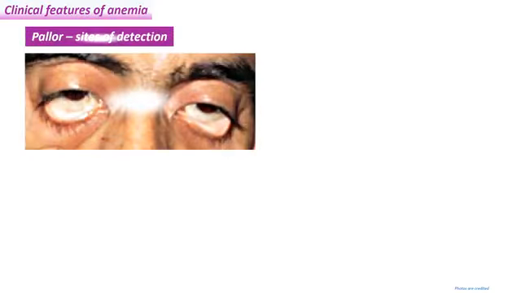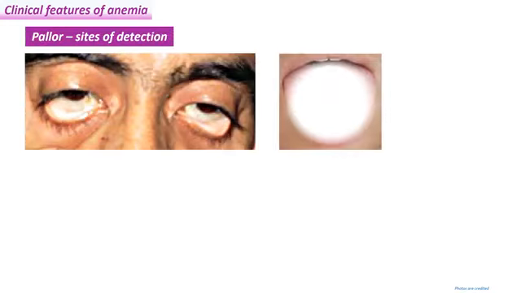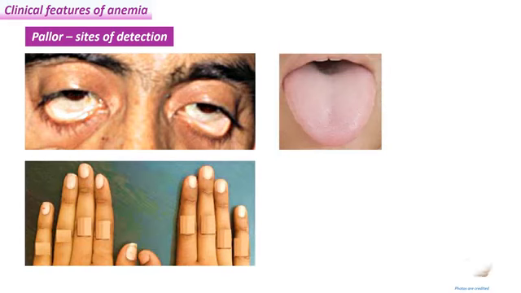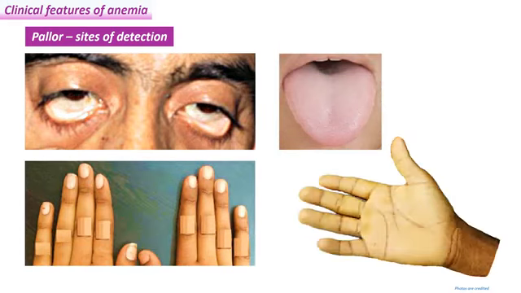What are the signs for detection of pallor? It is the lower palpebral conjunctival region. It is the tongue, nail bed, palmar region, especially the palmar creases.